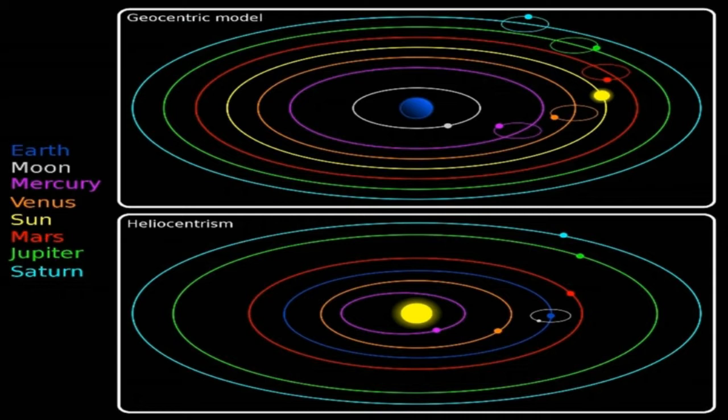Later, Polish astronomer Nicholas Copernicus proposed the heliocentric model. Helios means sun, with sun at the center of the solar system. Invention of the telescope in the Netherlands in 1608 created a revolution in astronomy.